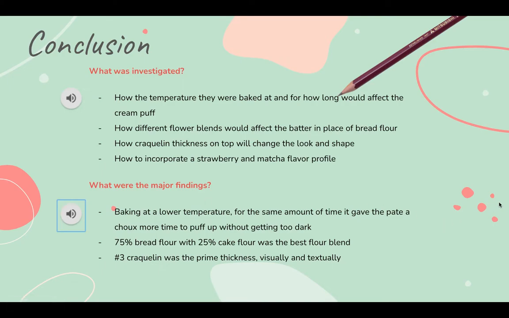One of the first findings was from our first variable, which was the amount of time we baked the pate a choux and what temperature we baked at. We found that the cream puff baked at 350 degrees Fahrenheit for 25 minutes and then vented for 15 minutes created a lighter pastry that was more golden brown, rose the highest to 6 centimeters, and had the most air pockets when cut open. Next, we tested different blends of flour.